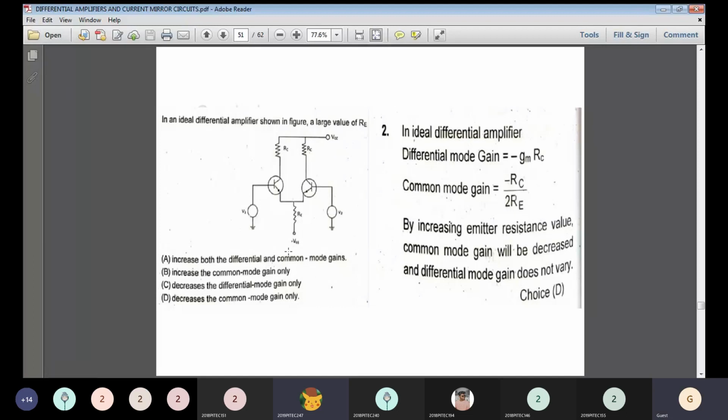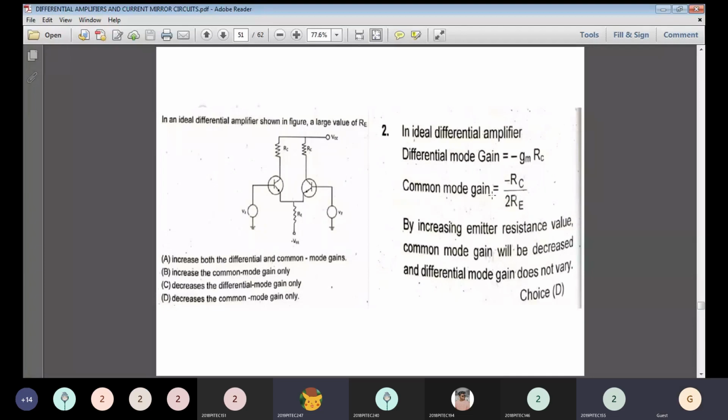So consider these four options. Increase both the differential and common mode gain. Increase the common mode gain alone. Decrease the differential mode gain alone, and decrease the common mode gain alone. So with a general ideal differential amplifier, for the differential mode gain, the standard equation we already discussed is minus GmRC, and the common mode gain is minus RC divided by 2RE. From this itself, we can easily judge that by increasing the emitter resistance value, the common mode gain will decrease.